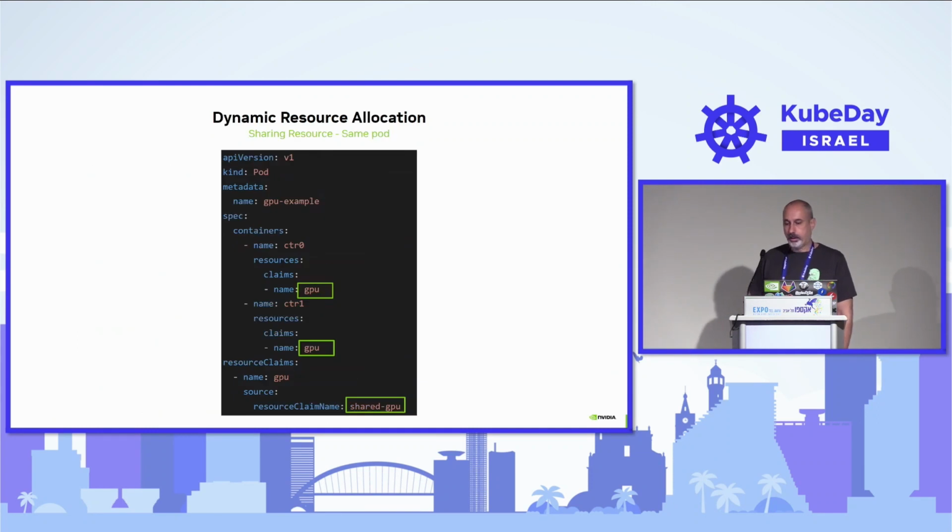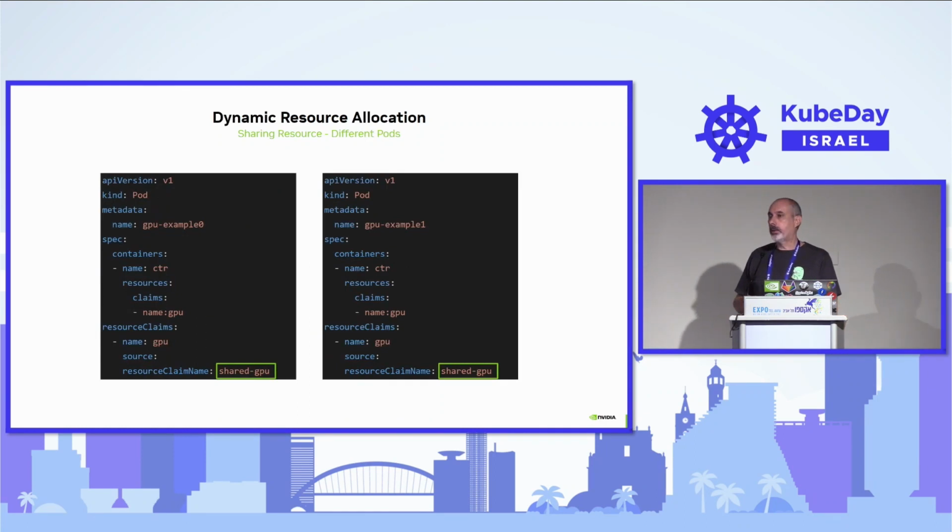Okay, next. How can we actually share resources between workloads? So here is an example on the same pod, different containers. You just point to the same claim. Since now we have a name, it's quite easy. So we have GPU name, and then on the resource claim section, you define the source. So here you pre-create your resource, and then you can refer to it from two different containers in the same pod.